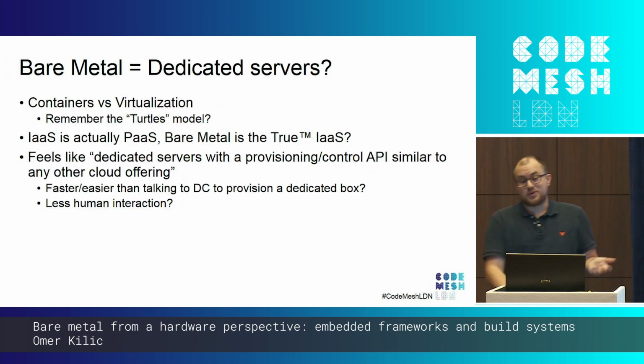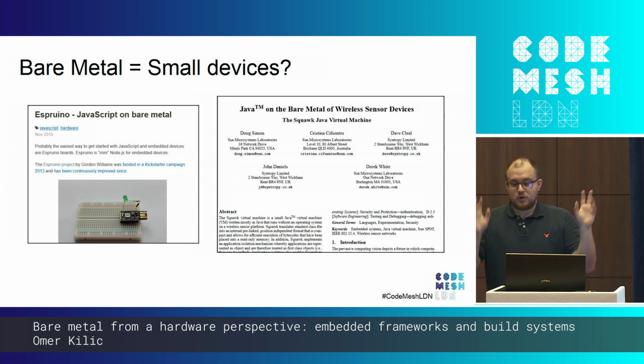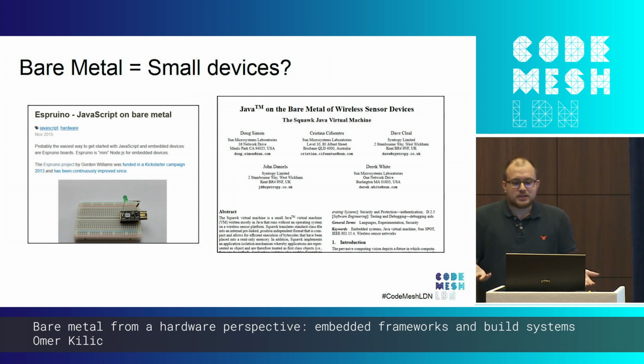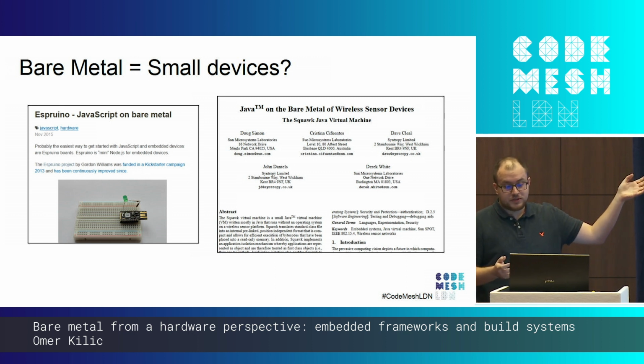So I guess we could try to say in 2019, bare metal perhaps means dedicated servers with a nicer API to provision them and control them. Or another common theme seems to be that things that run on small devices are considered bare metal. So 2 examples I picked, JavaScript and Java on bare metal. Well, except those languages are not designed to run on bare metal. They're small, tiny VMs. And actually on this paper, the subtitle is the Java virtual machine.